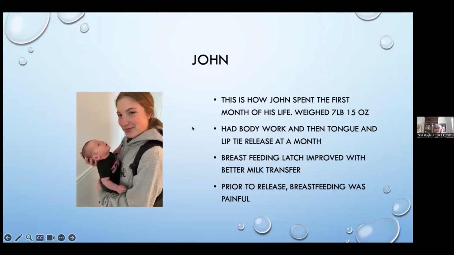And Mom said this is how he spent the first month of his life. Extended, totally extended. Normal birth, normal pregnancy, he was 7 pounds, 15 ounces. He had body work, and then he had a tongue and lip tie release at a month of age. Mom says the breastfeeding improved, and prior to the release, breastfeeding had been painful. And she was an experienced mom. She had other kids, so she knew how to breastfeed.